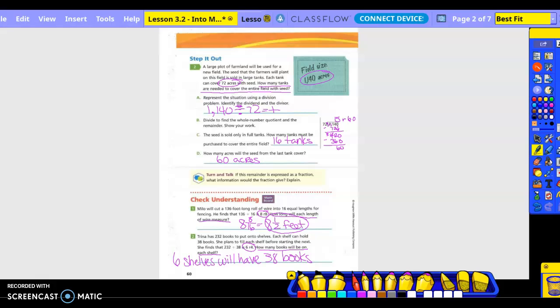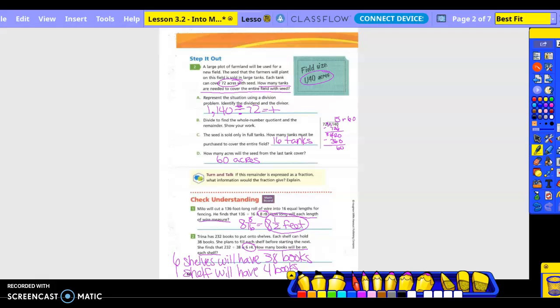Okay, and then what else do we need to use to help us answer this question? The remainder. So what does the remainder tell us? We're going to have 1 more shelf, right? And it will have how many books? 4 books. So 1 shelf will have 4 books. So how many total shelves are they going to have to use? 7, right? 7 total shelves.